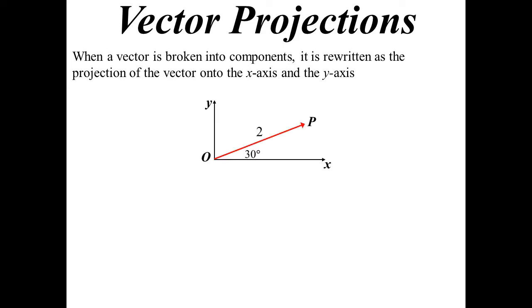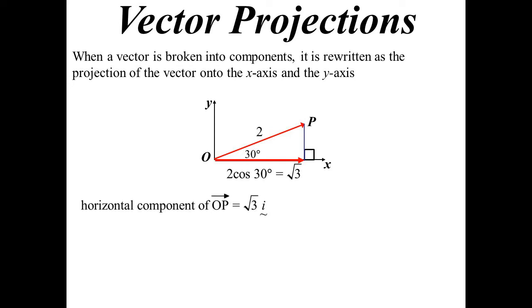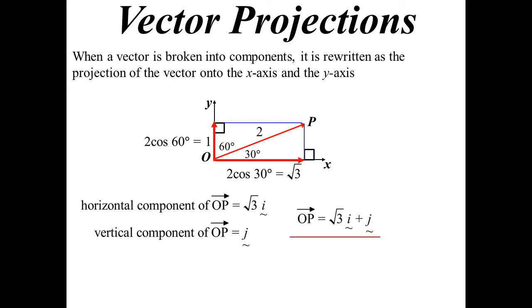So there's the vector OP. We know it's got magnitude of 2. It makes an angle of 30 degrees with the x-axis. So I could project that vector down to the x-axis, and then horizontally we know it's going at root 3, or 2 cos 30. So we know the horizontal component of that vector. And we can do a similar thing vertically, and we'd end up with 2 cos 60, which is 1. And so we know the vertical component is just j. So there's our vector broken up into its 2 components.